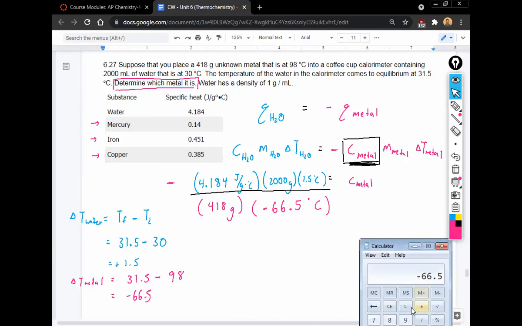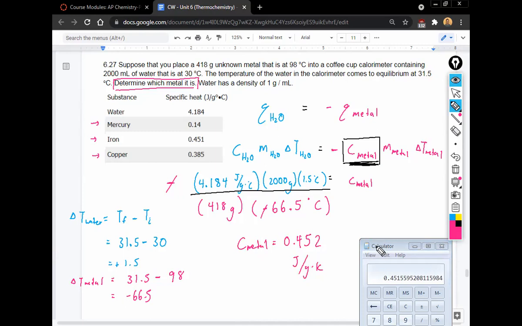All right, let's plug and chug and figure out what this metal is. So I have 4.18 times 2,000 times 1.5 on the top. I'm going to divide that by 418. Now I know that the negative here and the negative here are going to cancel out, so it's going to be a positive number, which makes sense because you have to have a positive specific heat. And then we're going to divide that by 66.5. And for our final answer, the specific heat of the metal is going to be 0.45, and I'll round it up to 0.5 joules per gram per Kelvin.